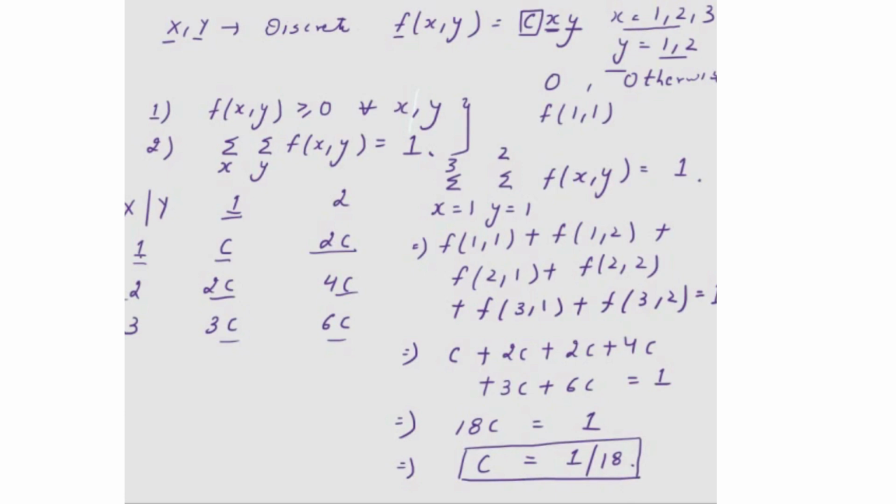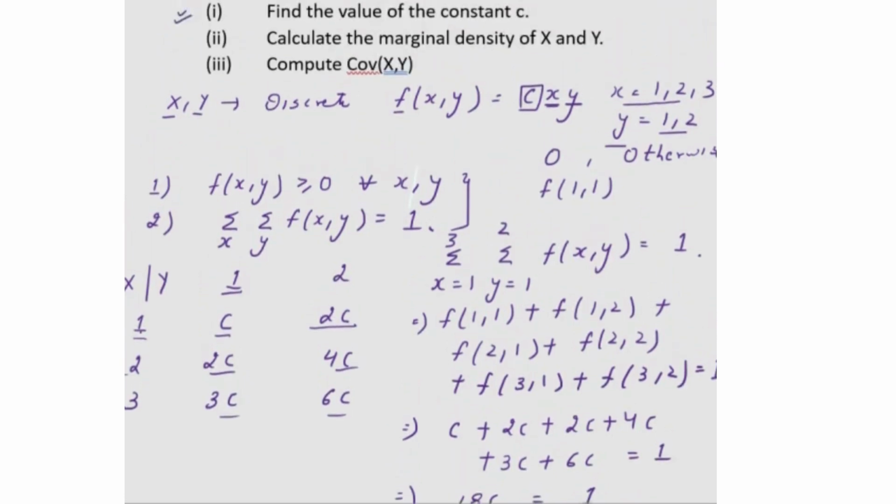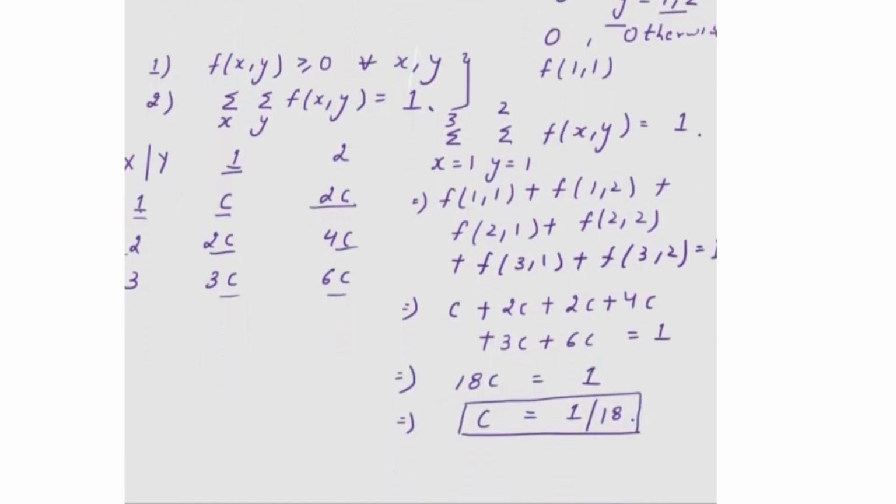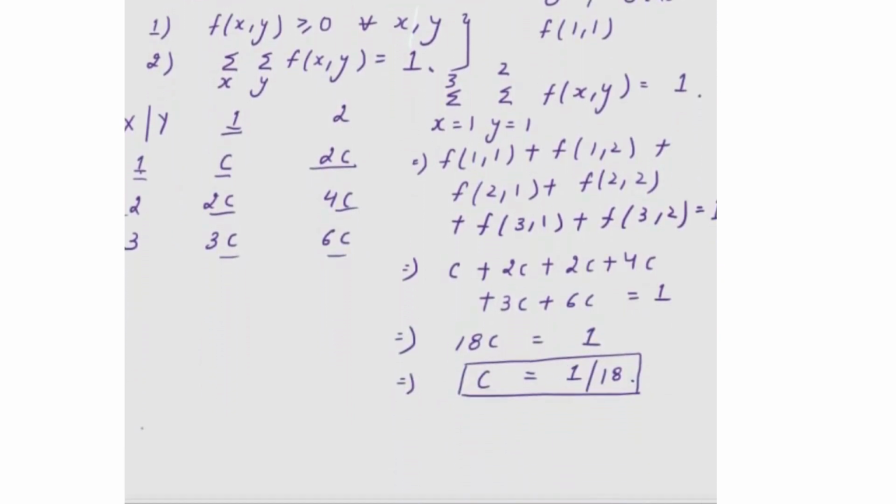Now coming to the second part, it says to calculate the marginal density of x and y. For the two-dimensional discrete random variable, the marginal density of x, that is fx of x, is given by the summation over all values of y of f of x comma y. And what is fy of y? This is the summation over all values of x of f of x comma y.